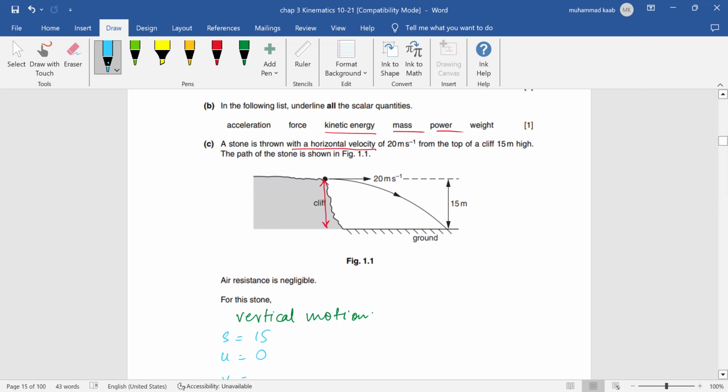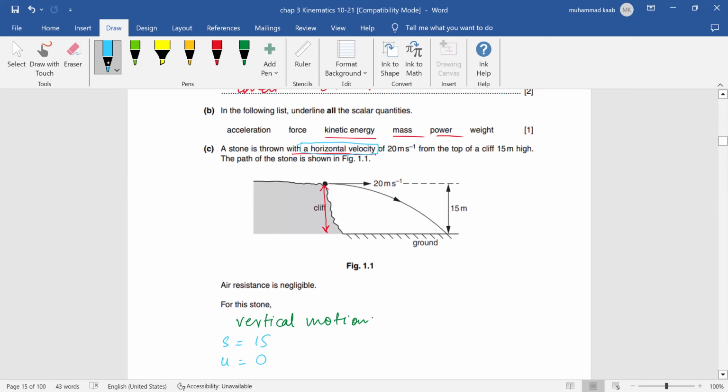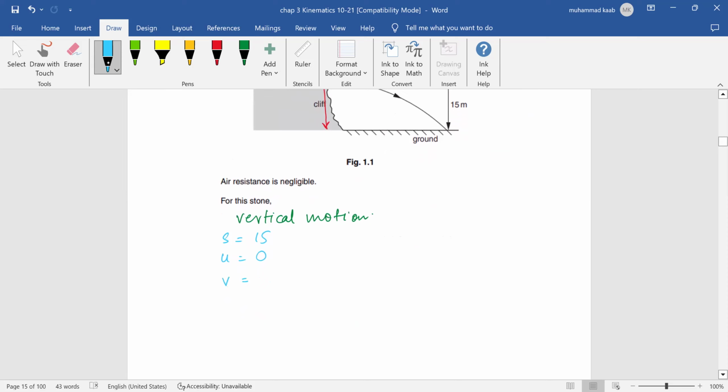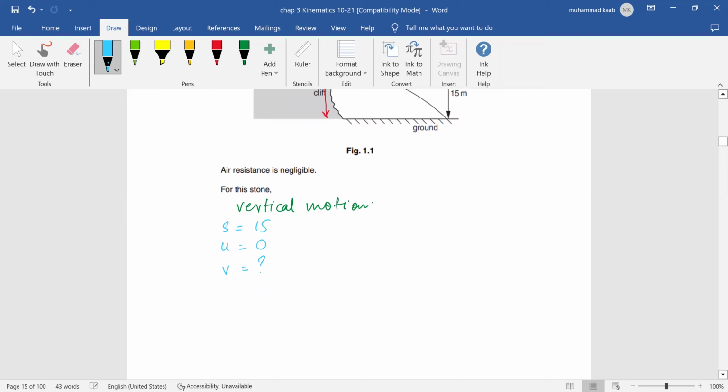Because it is saying that you are throwing the object horizontally, it is not at rest. If it were at rest, it would just fall down and not go in this direction. The initial vertical velocity is zero. So what will be our final velocity? Final velocity is unknown. What will be our acceleration? 9.81, with a positive sign.